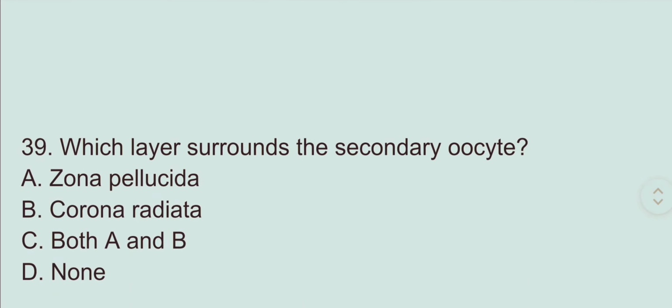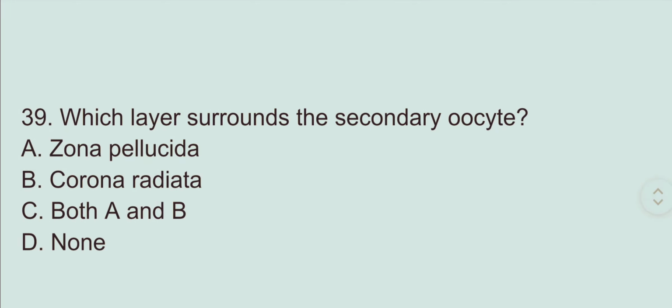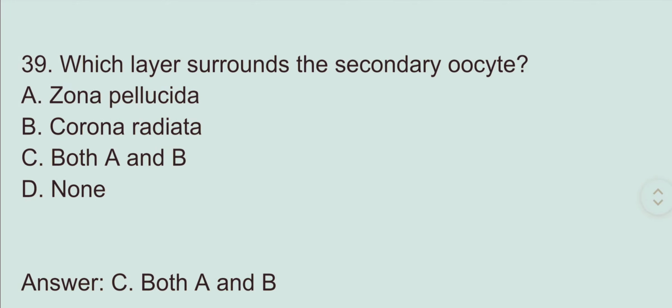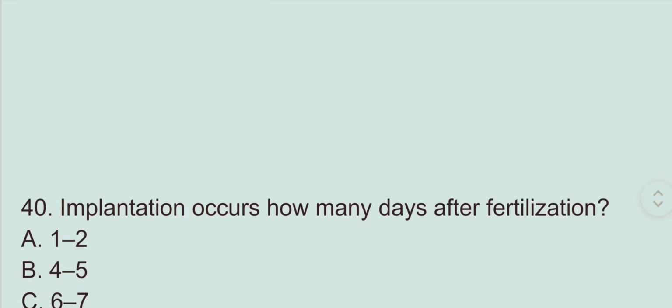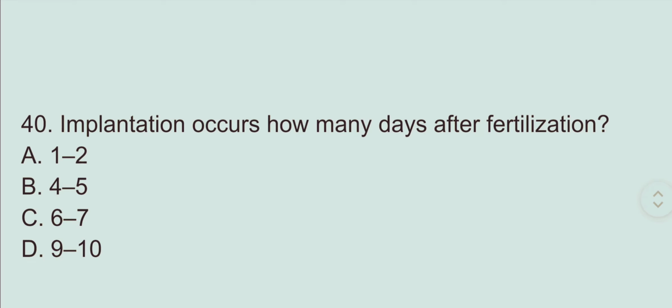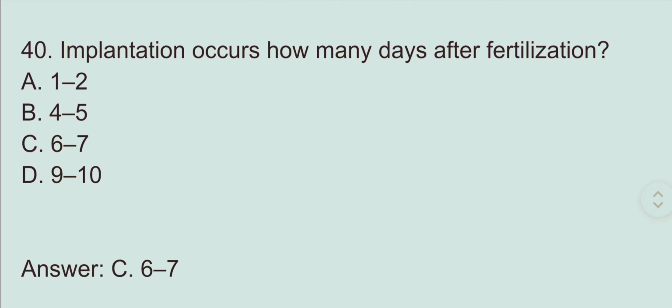Question number 39. Which layer surrounds the secondary oocyte? The correct option is option C. Both A and B, both zona pellucida and corona radiata surround the secondary oocyte. Question number 40. Implantation occurs how many days after fertilization? The correct option is option C. Usually 6 to 7 days.